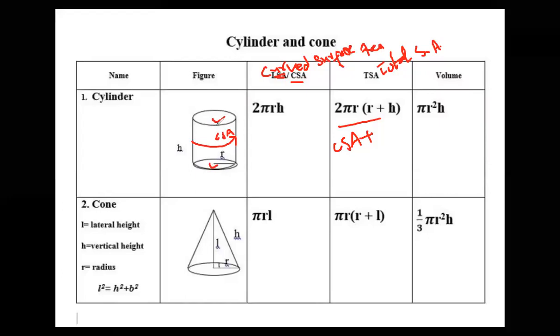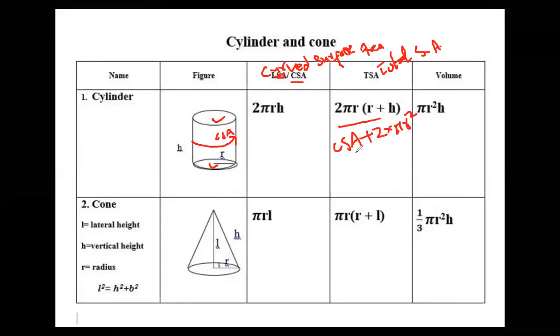How many circles are there altogether? Two circles are there. That means 2 into area of circle. What is the formula of area of circle? Do you remember? It is pi r square. Area of circle, pi r square. Circumference of circle, 2 pi r.